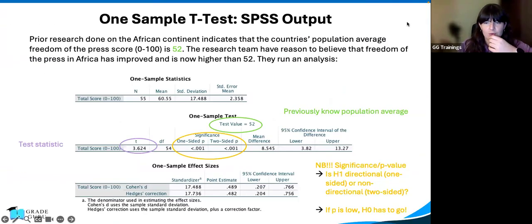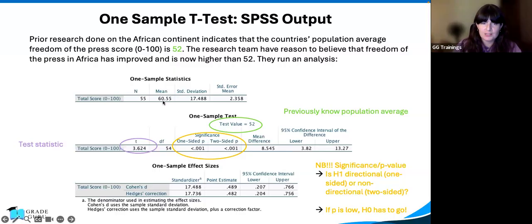Some of you have seen this before. So this is what your one sample t-test looks like in SPSS output. You cannot do or see the one sample z-test in output. It's just not done, only the t-test. What's important? Your test value, circled in green. That is the number that appears in your hypotheses. That is the previously known population average. Your sample mean from your new study will be up here with your sample statistics.